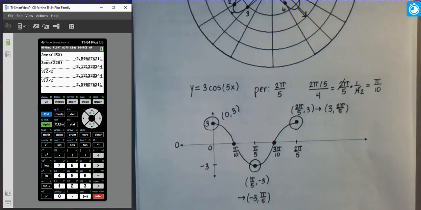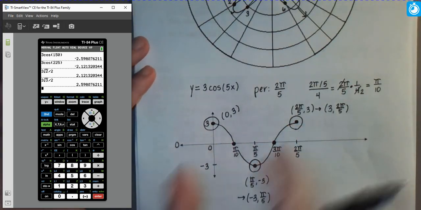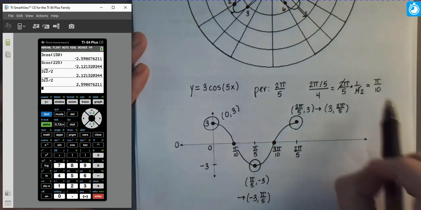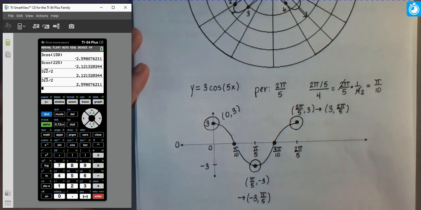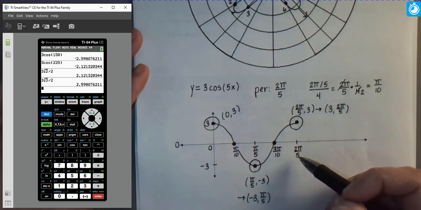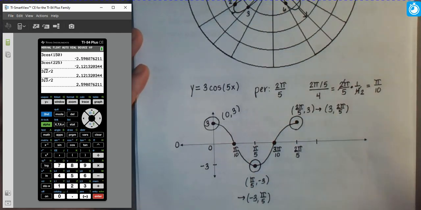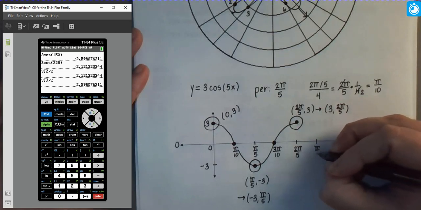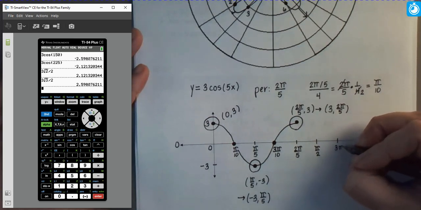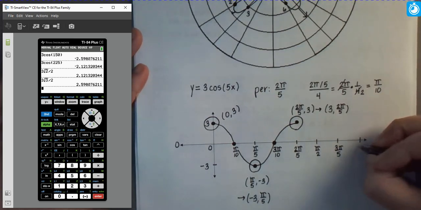Now, we're supposed to have 5 petals. That only covers 3 of our petals, so how do we get the rest of them? Remember, this is really just a snapshot of this whole function's graph. If we were to essentially copy and paste this and keep going, we can get additional points, and that's where those additional petal tips are going to come from. So imagine just continuing to count by pi over 10, and we can find the additional petal tips. So starting at 2 pi over 5, now that's the same thing as 4 pi over 10. Next thing we would go to is 5 pi over 10, which would be pi over 2. 6 pi over 10, which would reduce to 3 pi over 5. 7 pi over 10.